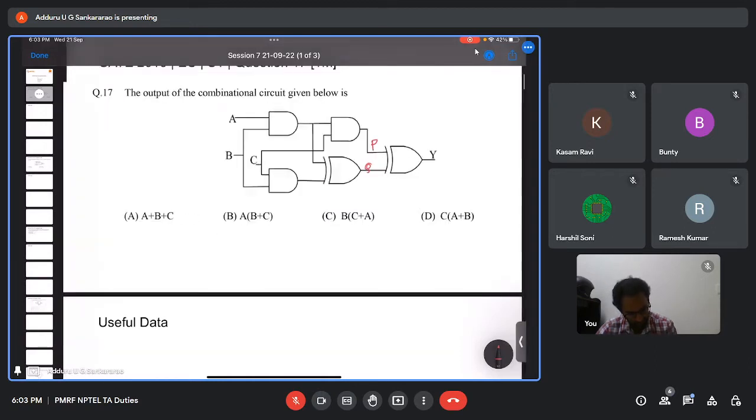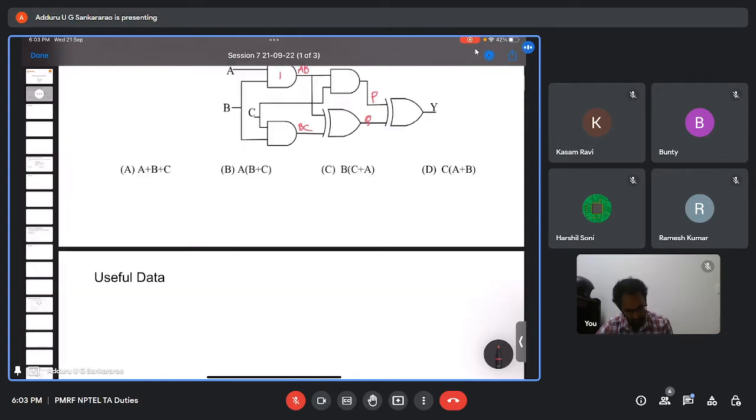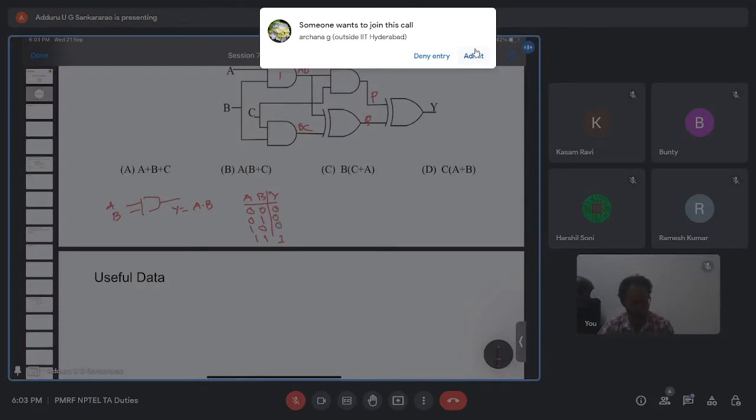Now, what is the output of the first AND gate? Its output is AB, and the output of the second AND gate is BC. This we already know. Suppose we have an AND gate with A and B as inputs, then the output is A and B. The truth table you also know: when both A and B are 1, only then the output is 1. In the rest of the cases, the output is 0.